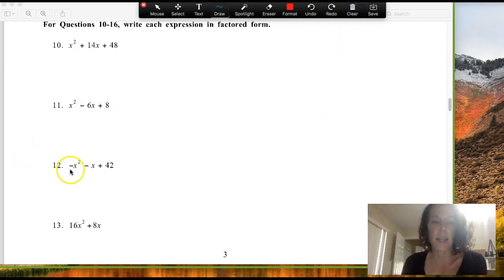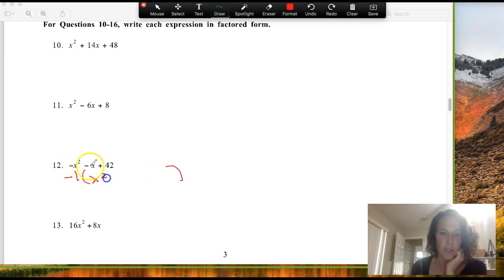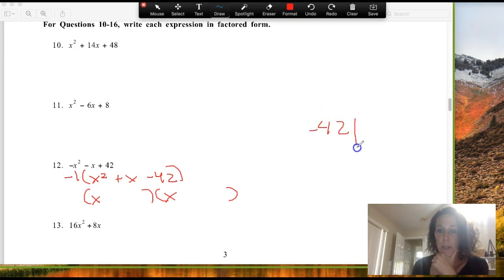Number 12 has a negative in front. That is going to throw off my factoring. So what I'm going to do first is I'm going to factor out that -1 out of everything. If I factor out that -1, it's going to leave me with x squared, then positive x, and -42. That's just easier to work with, and then I can multiply by the negative at the end. So let's go ahead and factor this. This term goes here and here. And the factors of -42 need to add up to be +1. So what would that be? The factors of -42 that add up to be +1.